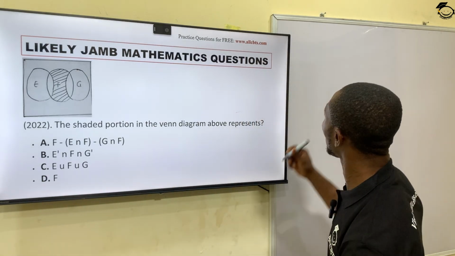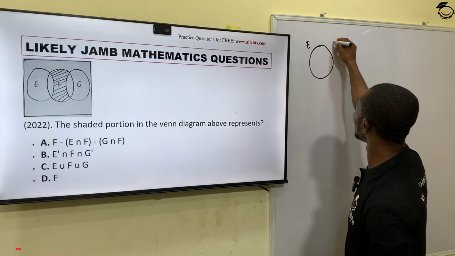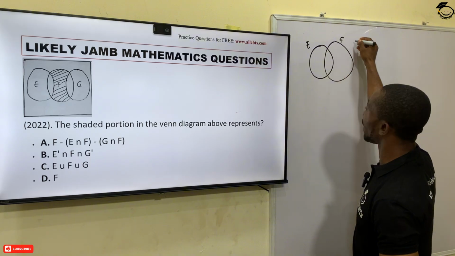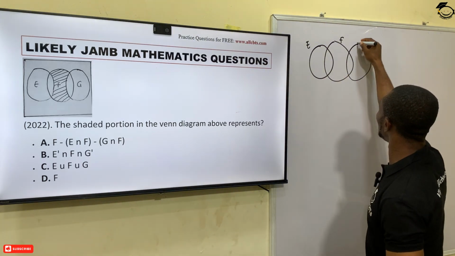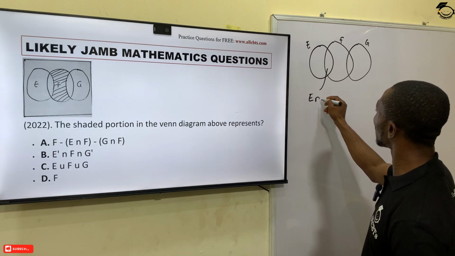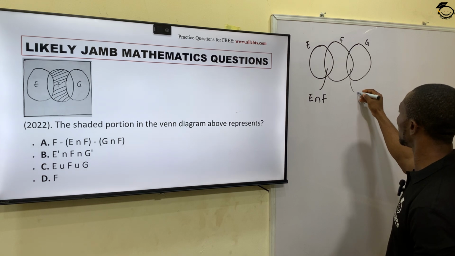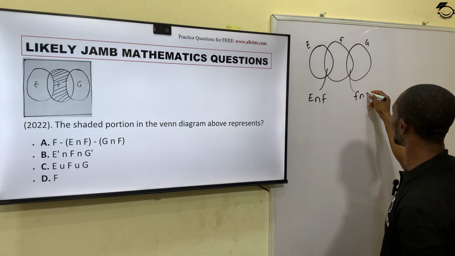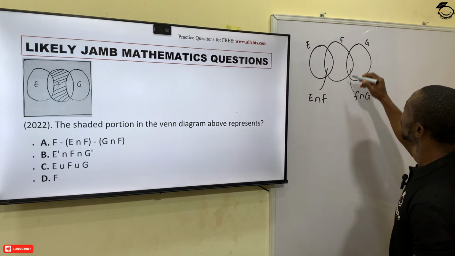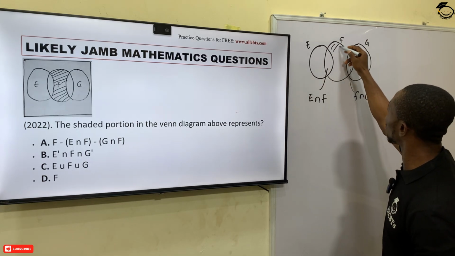Now, if we have a Venn diagram, we have E, F, and G. Now, this is E intersection F, and this part is F intersection G. Now, the whole of the circle represents our F.